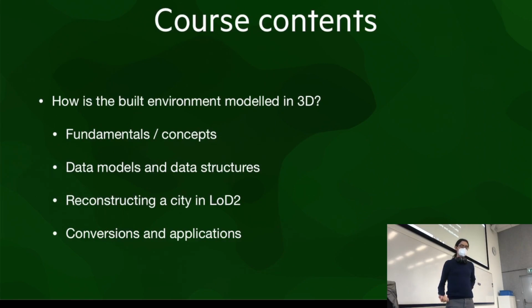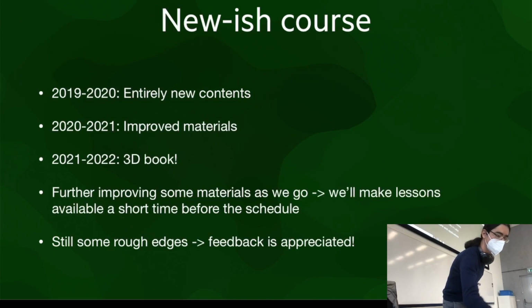There's one specific lesson about how to reconstruct a city in level of detail 2. So that's more or less to put everything in practice and so that you can put together some of the things that you have learned during the course. And at the end, we have a couple lessons on how to do conversions. So we will see many different kinds of 3D representations, and how to go from one to the other, because each one of them has advantages and disadvantages. And we have an applications lesson at the end. So more or less a list of resources that you can follow.